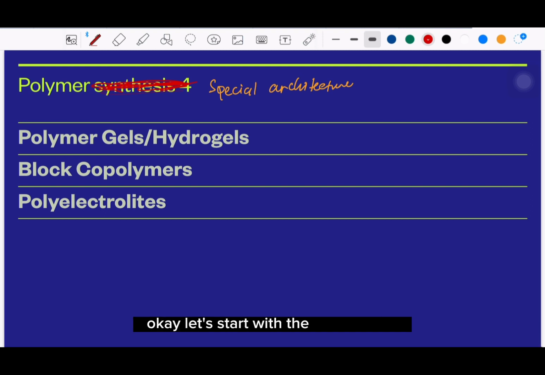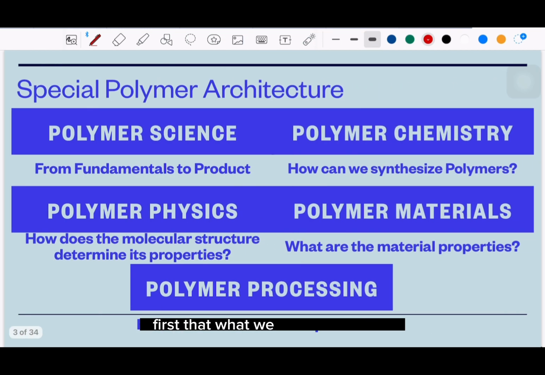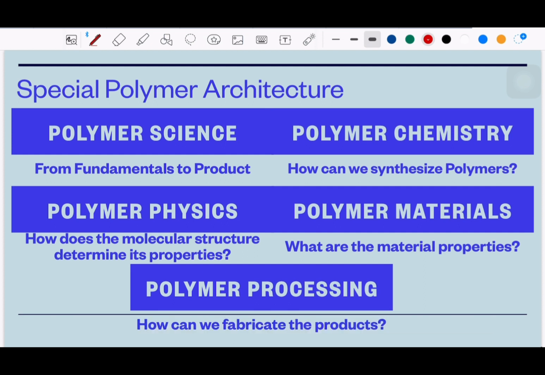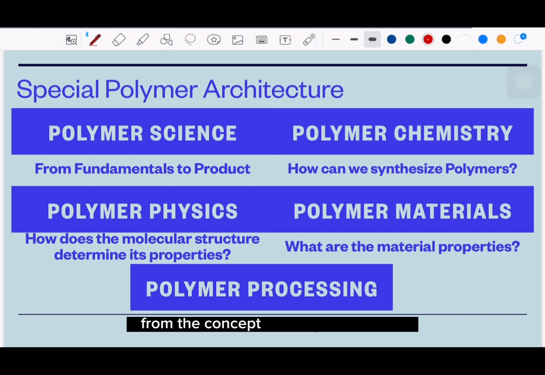Okay, let's start with the introduction first. What we have been doing, or perhaps in a more constructive way, we see that at least we have five components in the polymers. Polymer science goes from fundamentals, from the concept, and then to product. We can try to make products based on the fundamentals of the polymer.